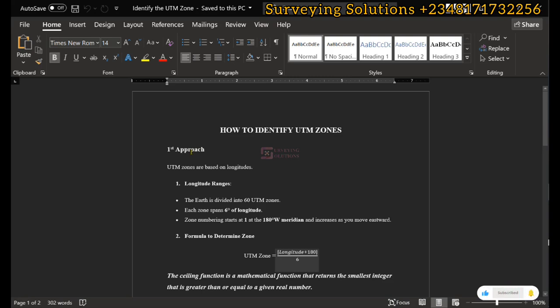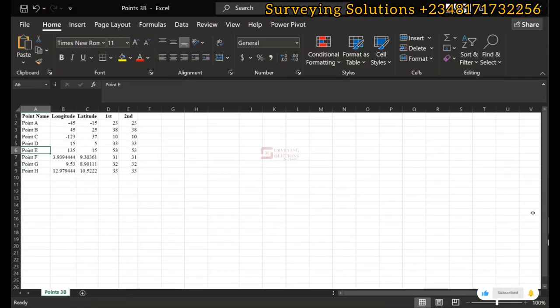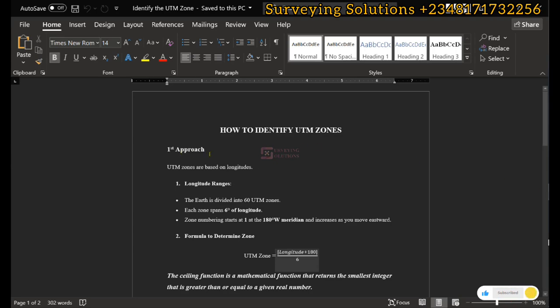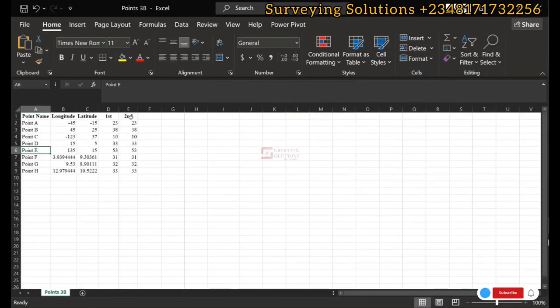How have you been? On today's tutorial, we are going to show you how to determine or identify UTM zones of points, right? Good. Now we have a set of points here, points A to H, and we have the longitude and the latitude values. We are going to look at two approaches in today's tutorial to try to determine their UTM zones, right?